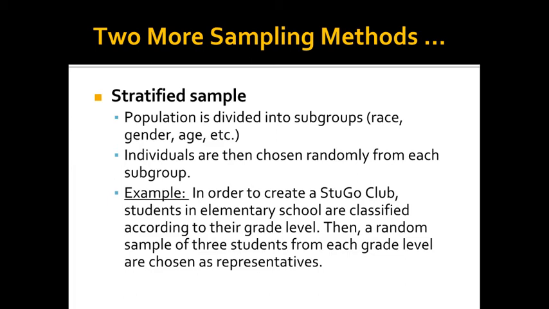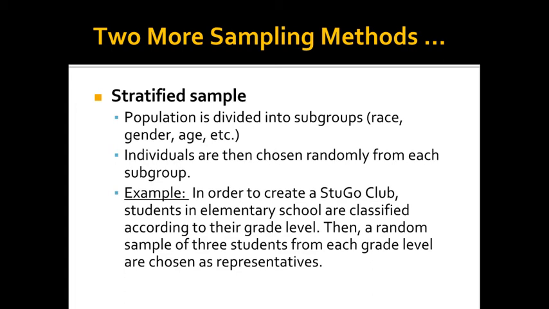So if we do it by like gender, so we split the whole entire population into male and female, and then we go ahead and we say, oh, I'm going to choose like 50 males and 50 females. Well, then you're doing a random sample because you're just going to have all the males and females, and you're just going to randomly pick 50 of each. So an example of this would be, in order to create a student council club, students in elementary school are classified according to their grade level, so whether they're in 1st, 2nd, 3rd, 4th, 5th grade. Then a random sample of 3 students from each grade level are chosen as the representatives.